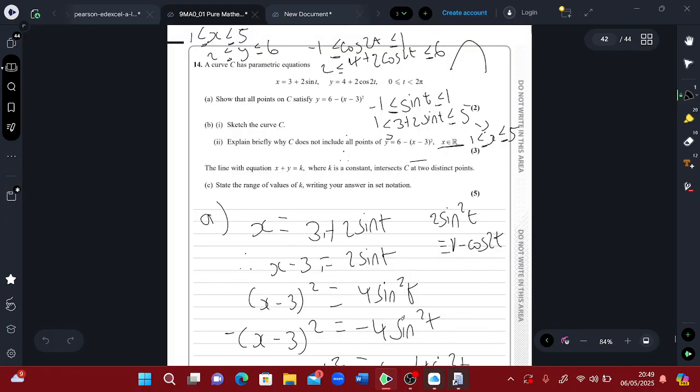So let's see what the question says. The line with equation x plus y equals k intersects C at two distinct points. State the range of values of k, writing your answer in set notation. So bear in mind C is this equation here, not this. Okay, so there's some stuff to think about here. You're really going to need to pay attention to this range here.